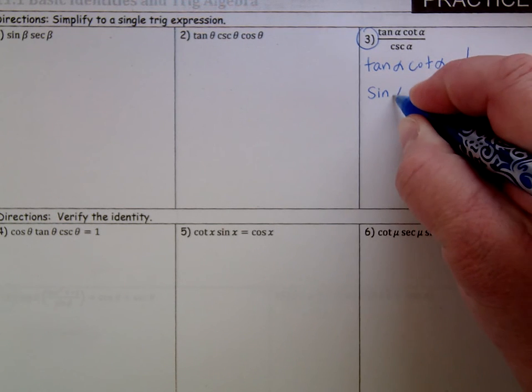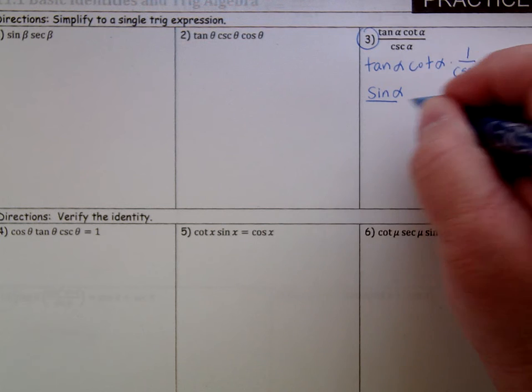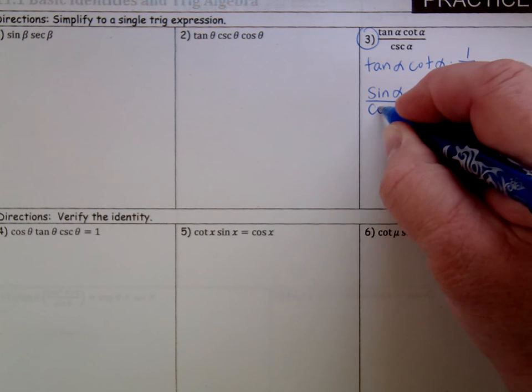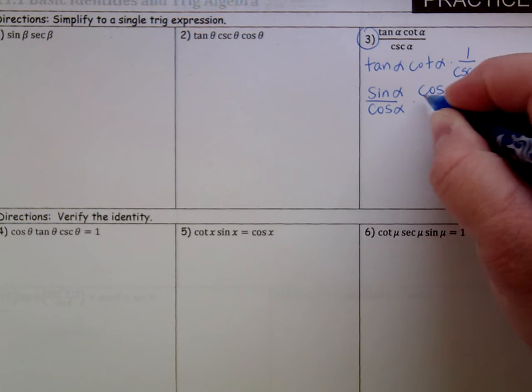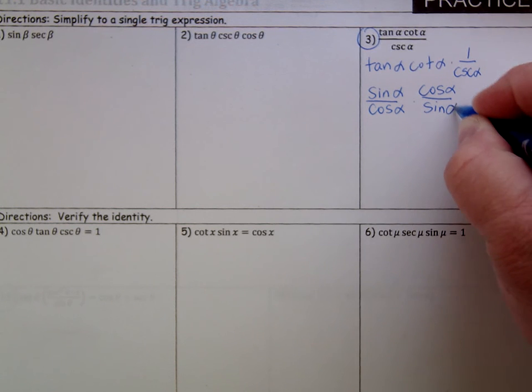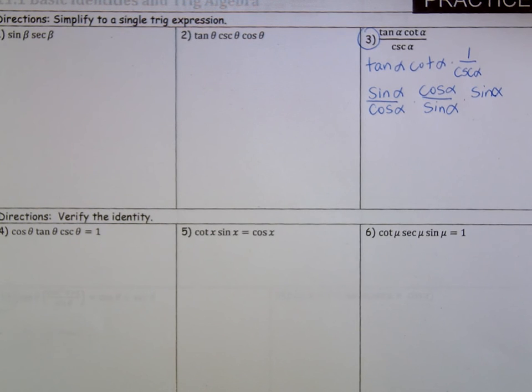You can do it a couple different ways. There's not one exact way to do these. We should still in the end end up with the same answer if you're simplifying this. So sine over cosine, cotangent is cosine over sine, and 1 over cosecant is the same thing as the sine. It's the reciprocal of the sine. Oh, it's an alpha. All right, let's see what happens.